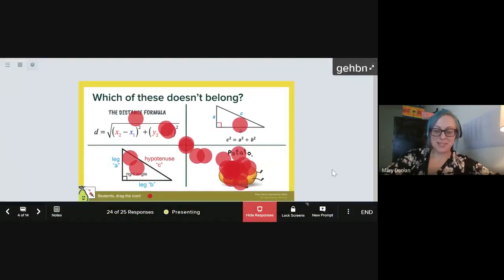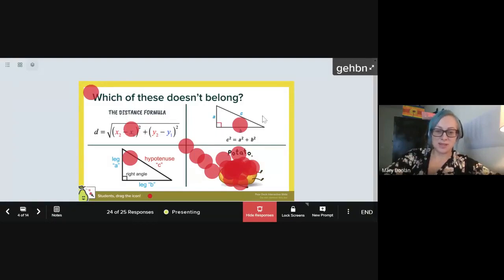So most of you said that me as a potato laying down did not belong, and you would be correct. These other three things are all math related. A potato has nothing to do with math. These other three things, not only are they math related, they're all about the distance formula.